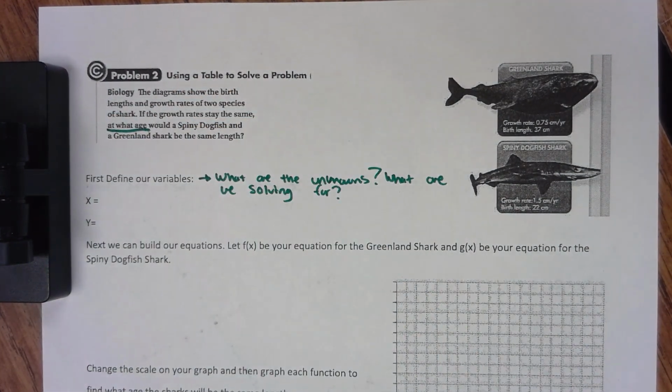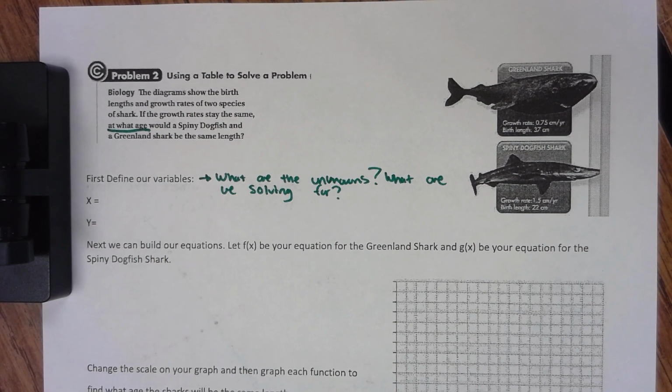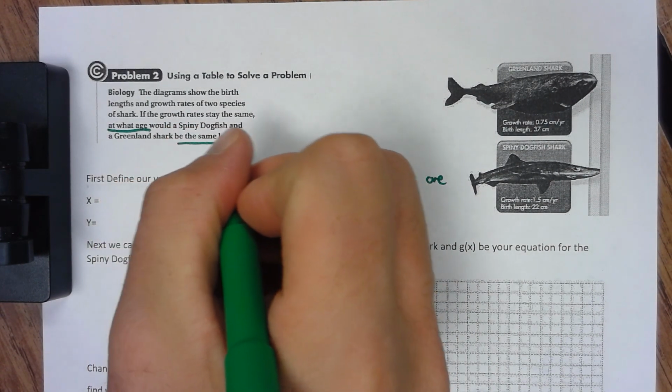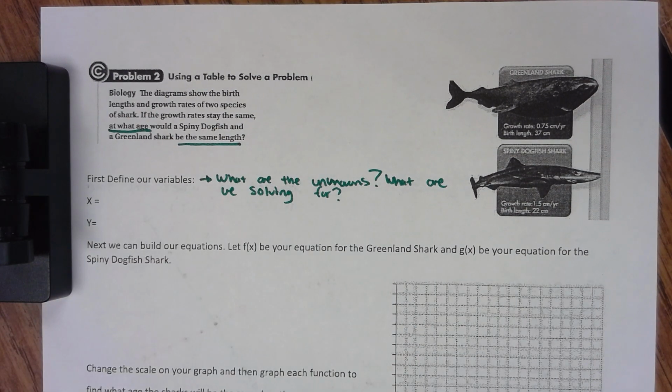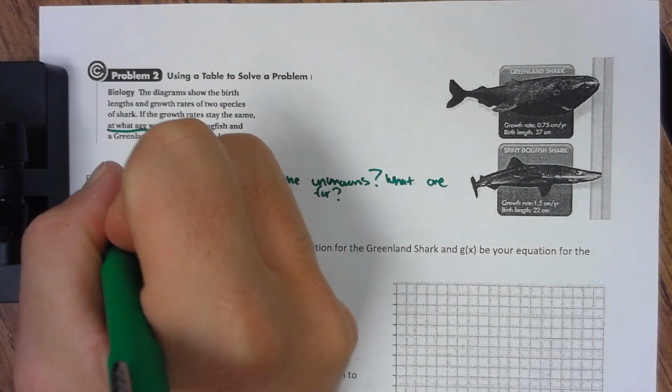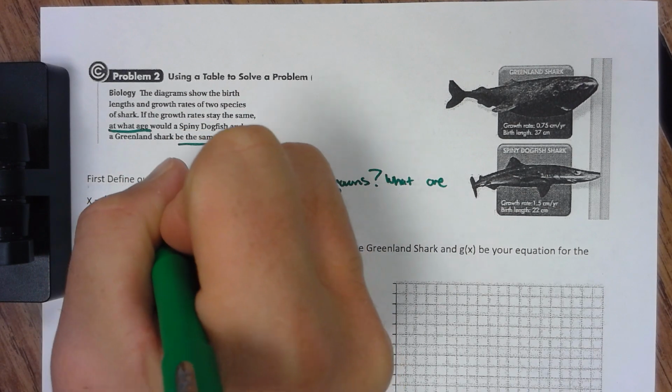We don't know any age of these sharks. But that is something that's changing. Would they be the same length? So we can let x be, and almost always, if we have something that deals with time, that's a good variable for your x. So x is the age, and that would be in years.